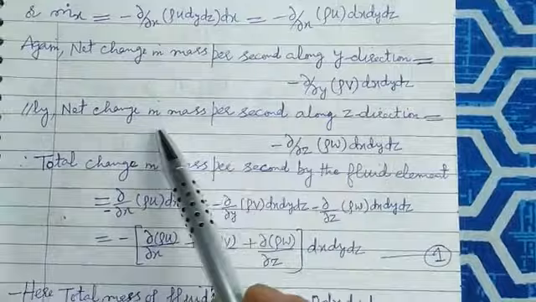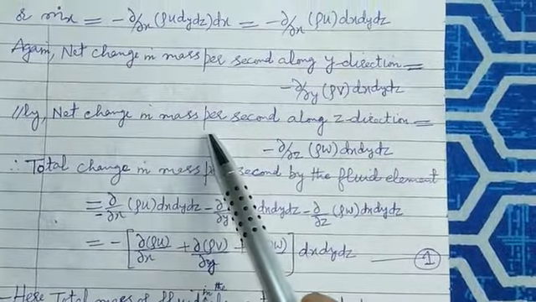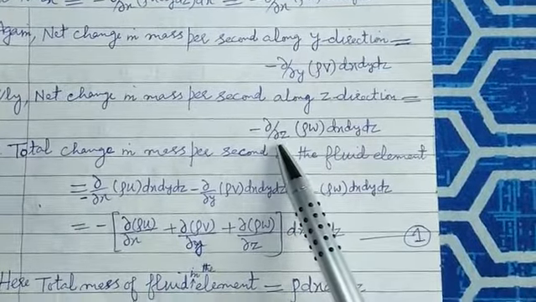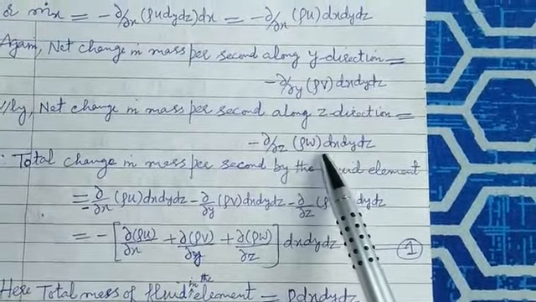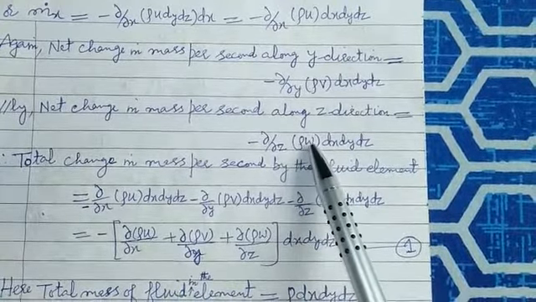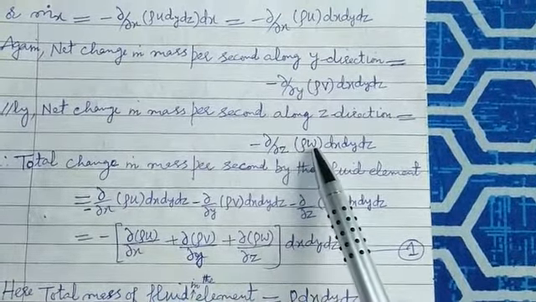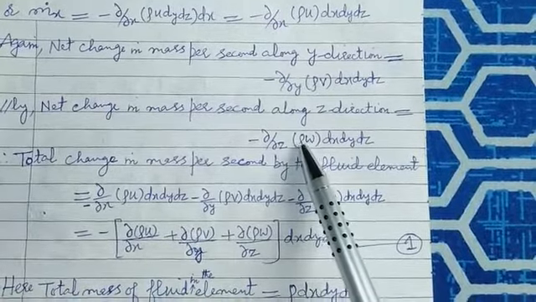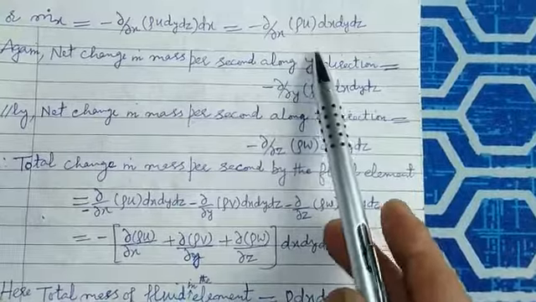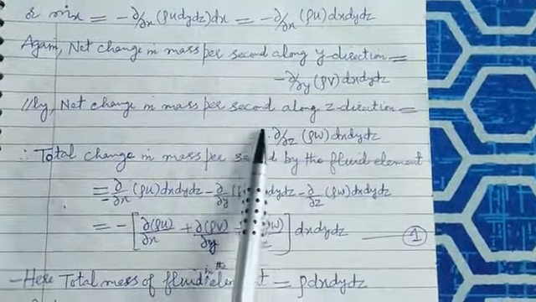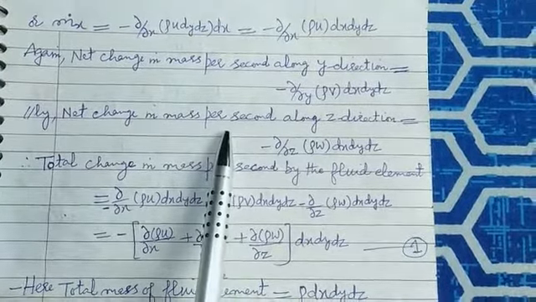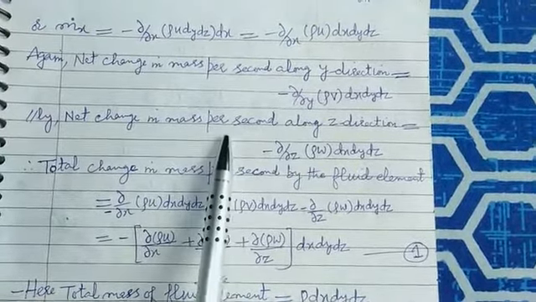Similarly, the net change in mass per second along the z direction will be equal to minus dou by dou z of rho w into dx dy dz. Okay, here w represents the velocity of the fluid along the z direction, v represents the velocity along the y direction, and u represents the velocity along the x direction. So these are the three equations that represent the net mass flow rate, or net change in mass flow rate, along the three respective directions.